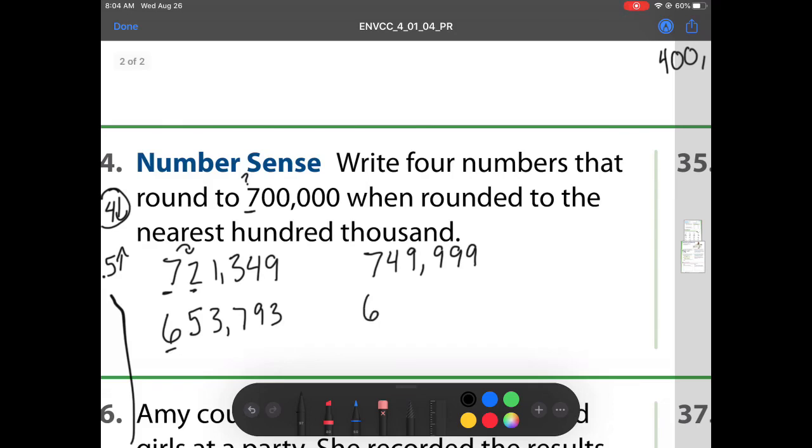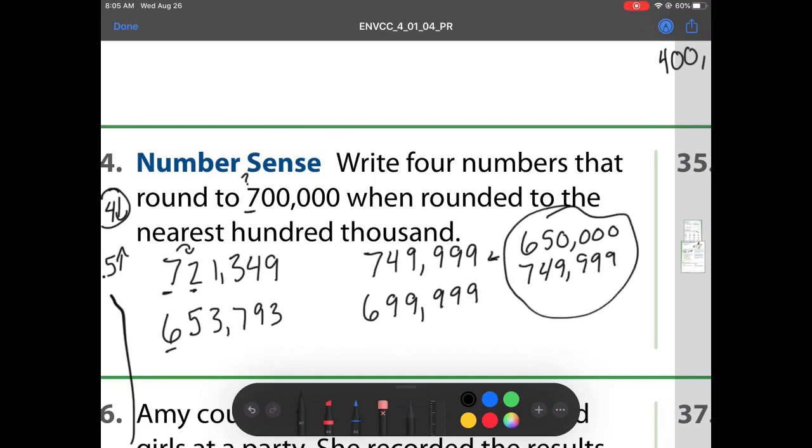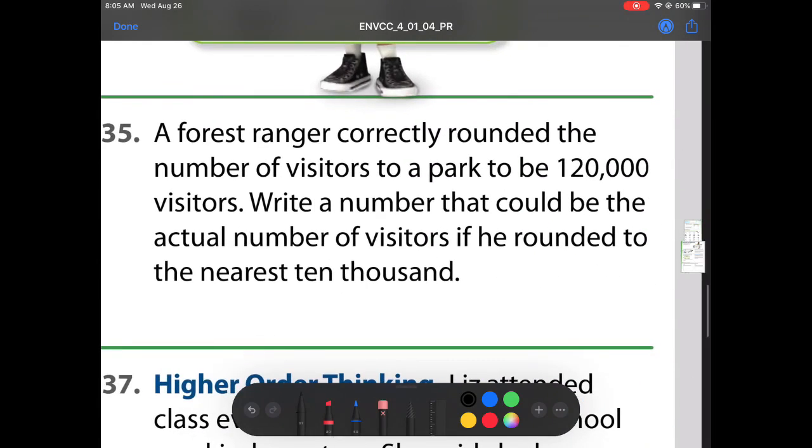And my last one, I'm going to just do 6, and I'm just going to pick 9, because I know 9 will round up. And I'm going to make it similar to the one that's right above it, and just fill the rest in with 9. There's 4 numbers. As long as you have a number that is between 650,000 and 749,999, any of those numbers would work, as long as it's between those.